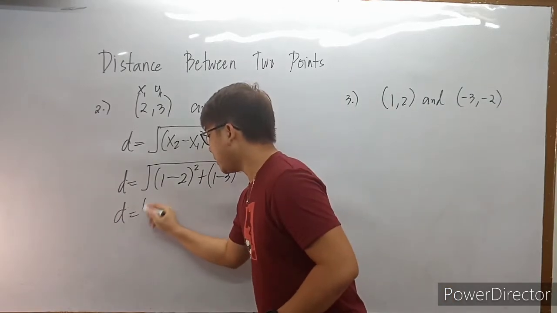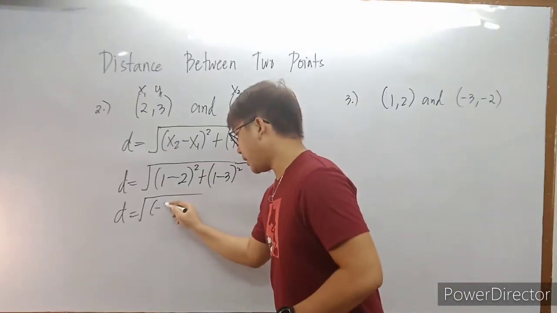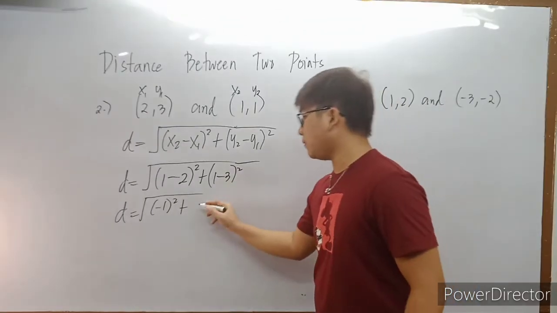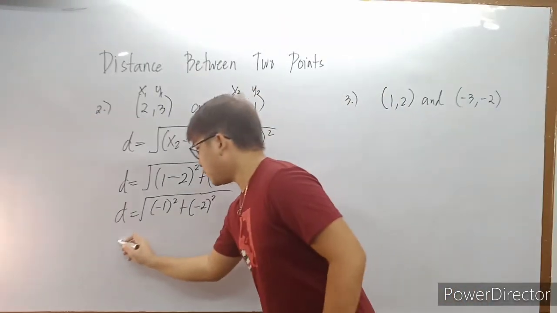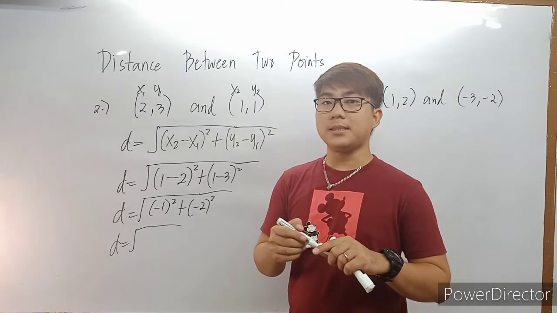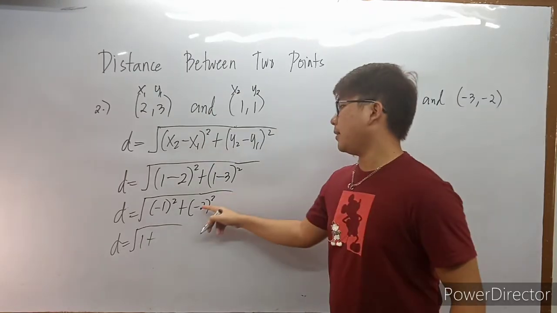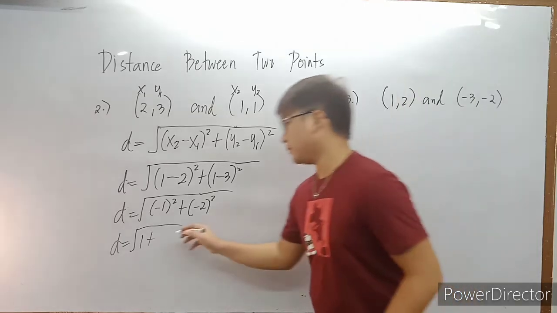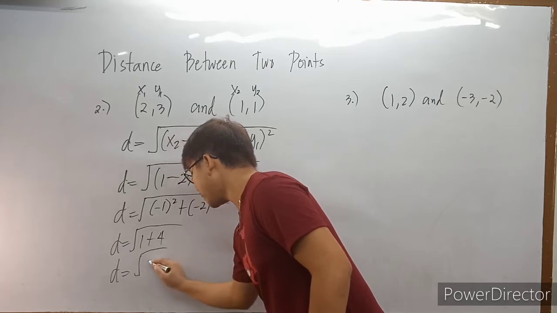Solve lang muna natin yung nasa loob ng parenthesis. So, 1 minus 2 is equal to negative 1 squared. Then, 1 minus 3 is equal to negative 2 squared. Okay tayo doon? Continue lang natin. So, negative 1 squared, negative 1 times negative 1 is equal to positive 1. Then, plus negative 2 times negative 2 is equal to positive 4. Then solve. So, distance is equal to the square root of 5.